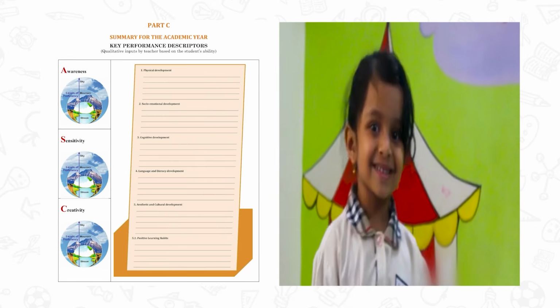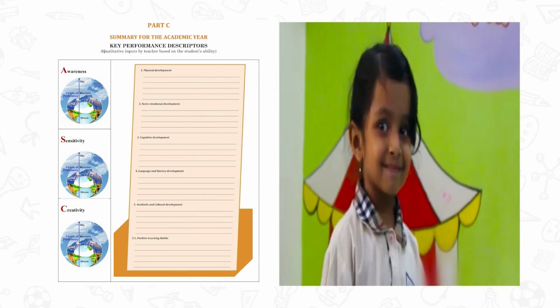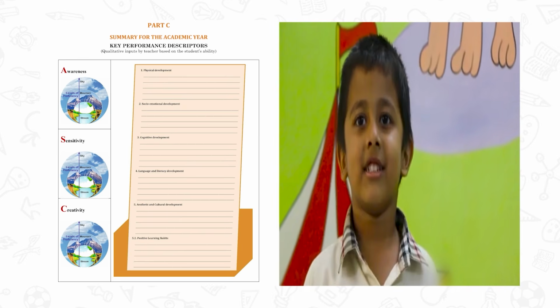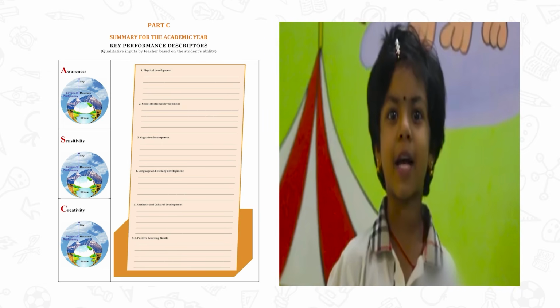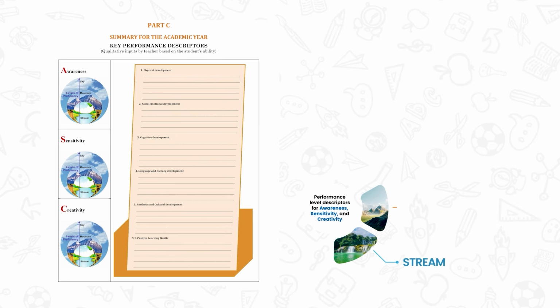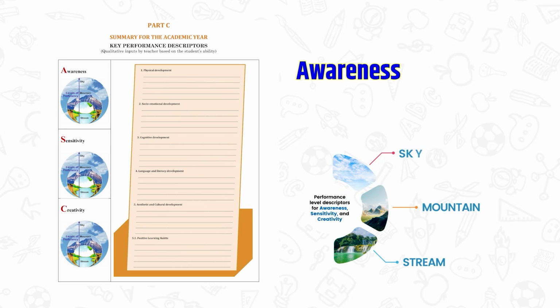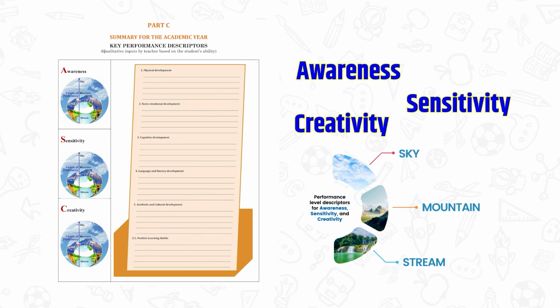Part C is a summary of the academic year. Teachers are encouraged to write a summary of the holistic development of the learner across all domains and use the three abilities: awareness, sensitivity, creativity as the assessment metric.